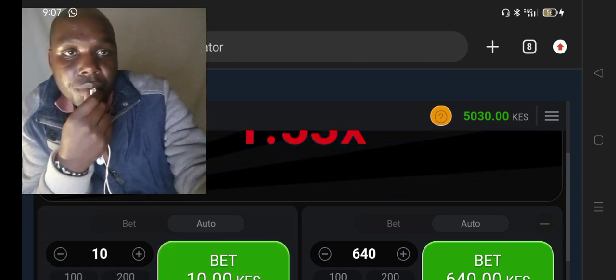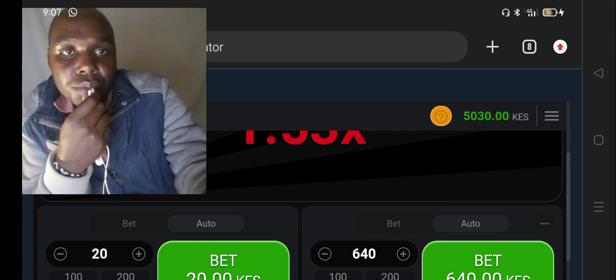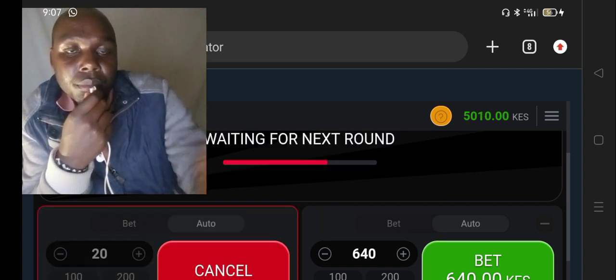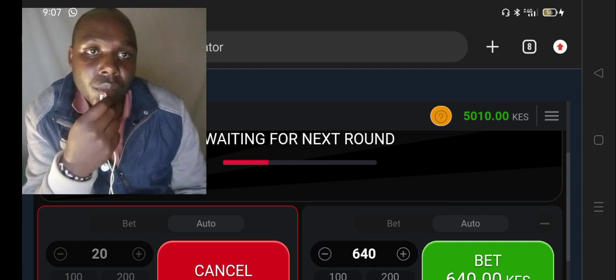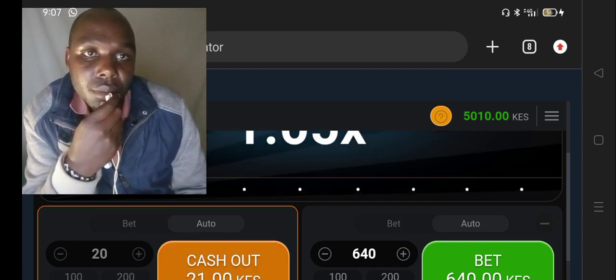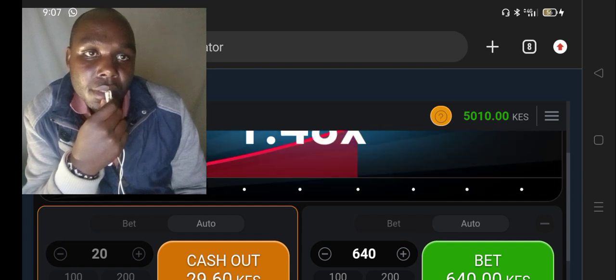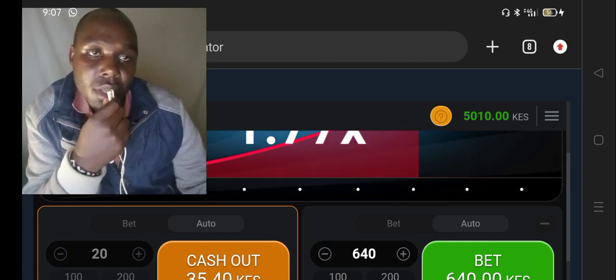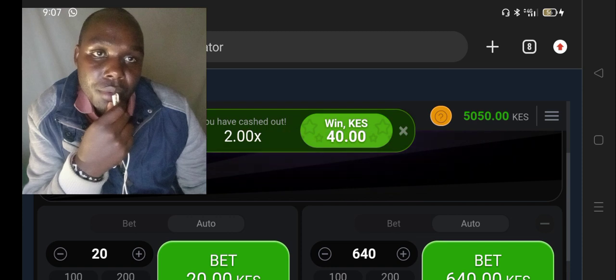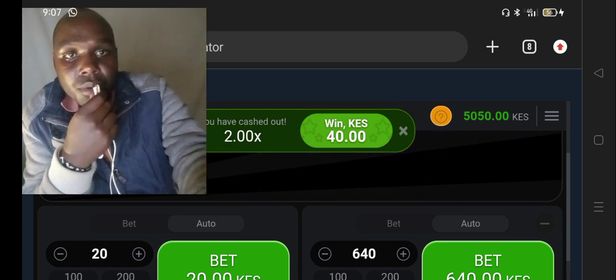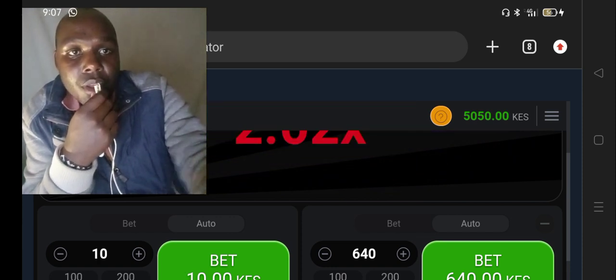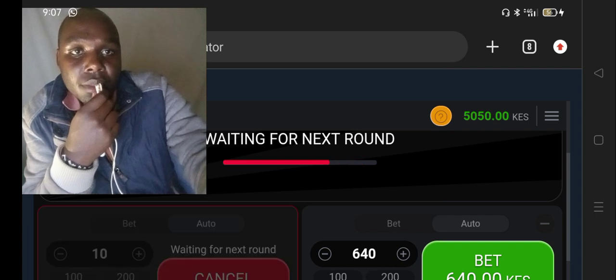Now we have lost that one. We need to add to be 20. So we are adding to be 20. We believe we will bring this, and if we lose again, we will still add our money with double. It has come, so we are now resetting back to 10 bob, and then we bet again.